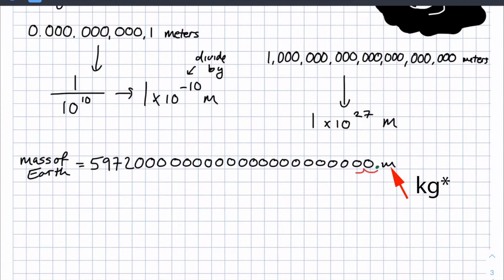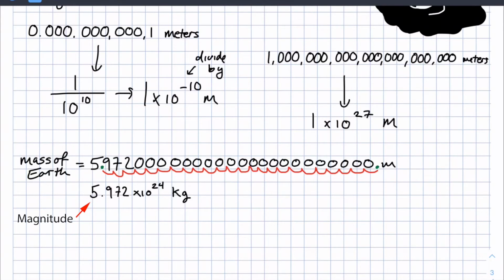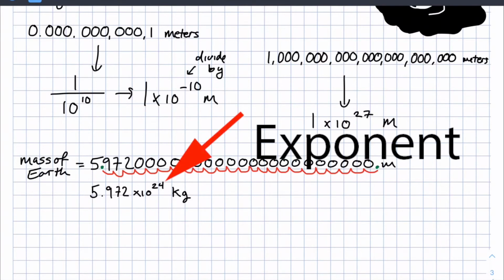And we count 1, 2, 3, and so on up to 24 moves. So this giant number becomes 5.972 times 10 to the 24th kilograms, which is way easier to write. Okay, let's talk for a second about the parts of this number. The 5.972, we call that the magnitude. That's the number part. And then the 24, we call that the exponent. Okay, so those are important terms.